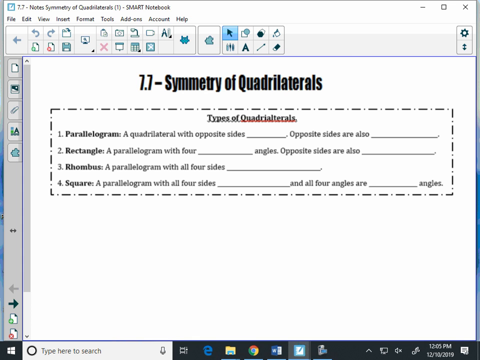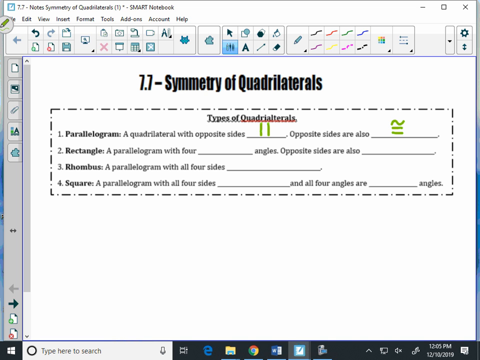A parallelogram is a quadrilateral while opposite sides are what? Parallel. By definition, opposite sides are parallel. Opposite sides in a parallelogram are also what? Congruent. They're parallel and they are congruent.